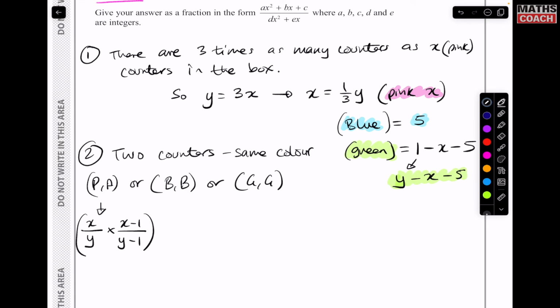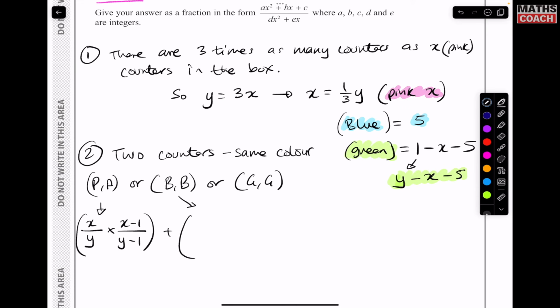Get your head around that if you didn't quite understand it. Once again, I'll repeat it. X over the total number of counters, y, is the probability of a pink. The second time I go for the counter, remember it's non-replacement, I have 1 less pink, so I take away the 1, and I've got 1 counter less overall. So that's that. Or means add. And now I'll do the blue.